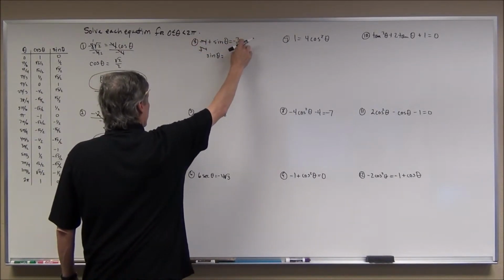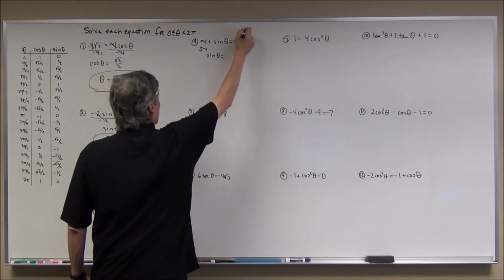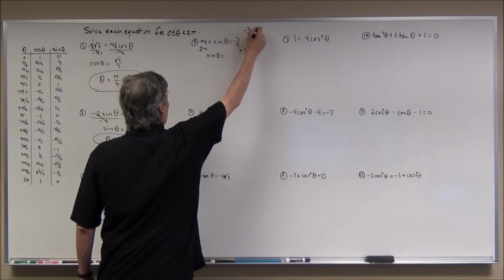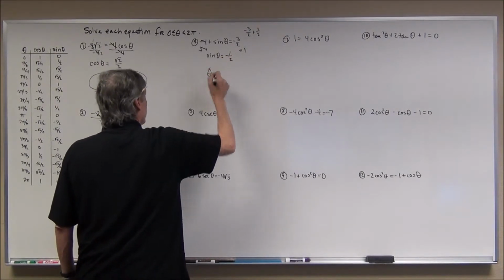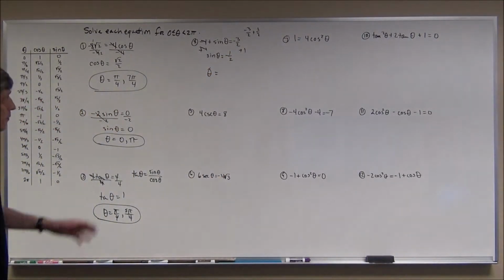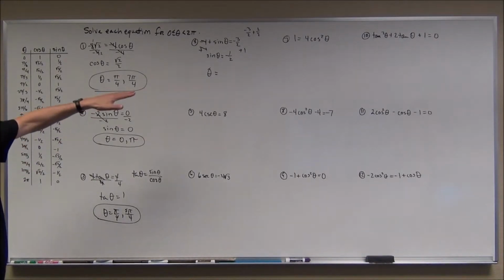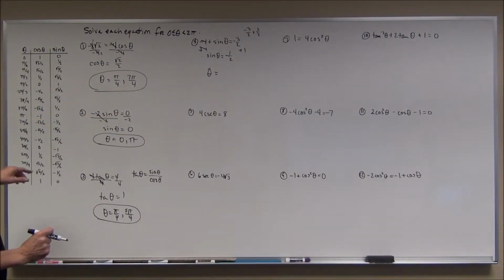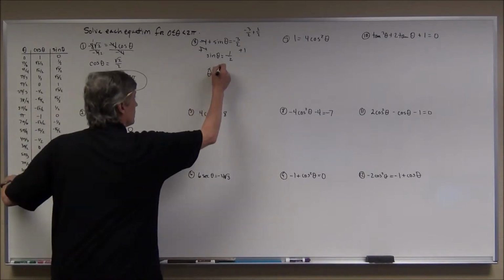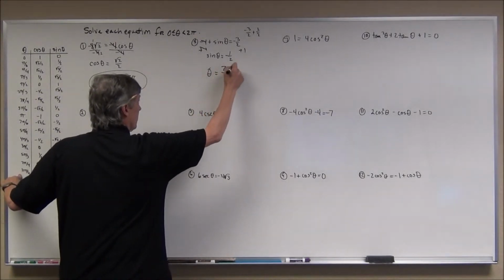So over here I have a negative 3 halves plus a positive 1. Well, negative 3 halves plus 1, which is 2 over 2, is negative 1 half. So when does the sine give you negative 1 half? Well, we know sine is negative in the third and fourth quadrants. Remember, all students take calculus. So in the third quadrant, I need negative 1/2. That happens at 7 pi over 6 and also at 11 pi over 6.